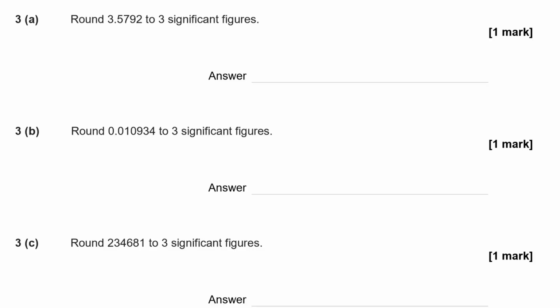Question 3a, round 3.5792 to three significant figures. So we've gone up to three significant figures now. So the 3 is my first significant figure, the 5 is the second, and the 7 is the third. So 3.57, I'm going to round off after that. The very next digit I'm looking at is a 9, which is 5 or more, so I need to raise the score. My digits 3, 5, 7 round up, they're going to become 3, 5, 8. Okay, our decimal point was here, so I'm going to put the decimal point in the same place. So 3.58.